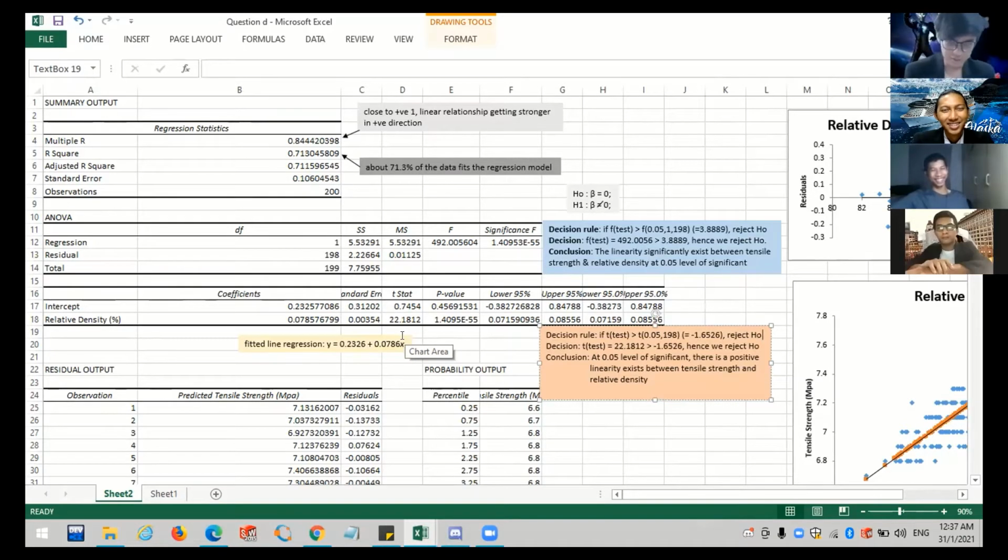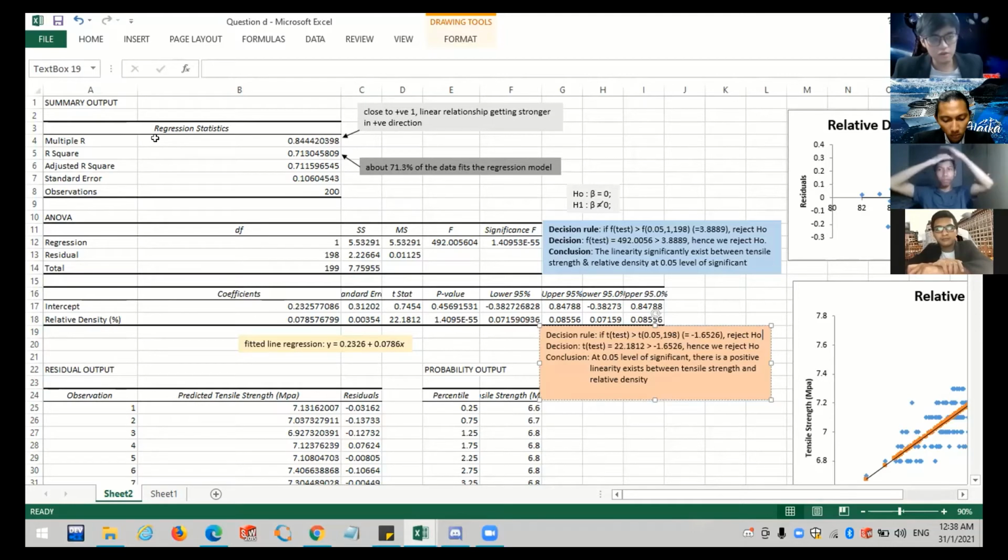So we move on to the fourth question, which is question B. This question needs us to predict the tensile strength at density values of 68%, 74.3%, and 80.1%. So in order to predict the value of tensile strength, we need to do regression analysis. From the summary output, we obtain this table, which is the regression statistics table.